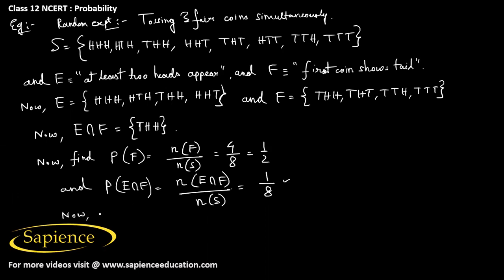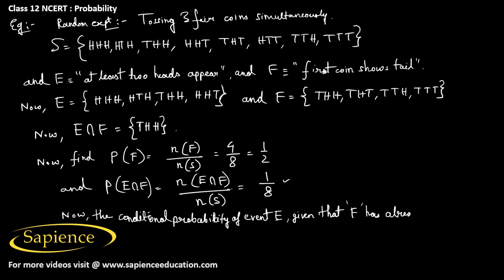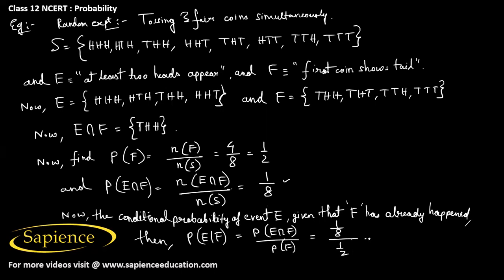Now if it is asked to find the conditional probability of the event E given that the event F has already happened, then we can find it as P of E given F equals P of E intersection F divided by P of F. That will be 1 by 8 divided by 1 by 2, which is 2 by 8. The answer is 1 by 4. Okay. Thank you.